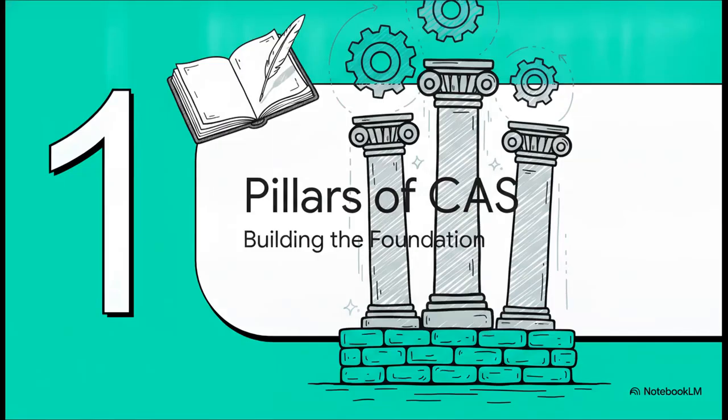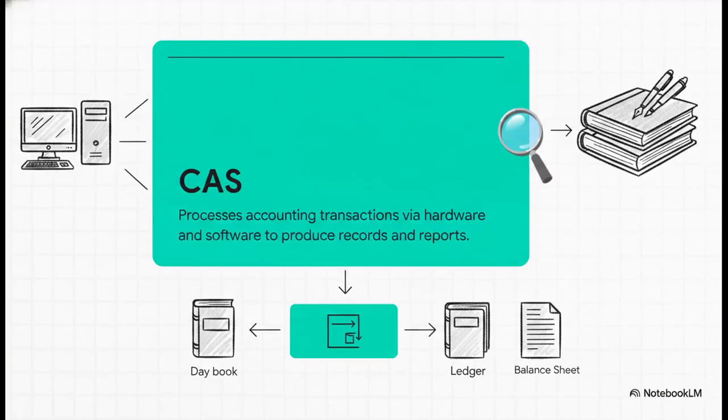All right, first up, Section 1, the pillars of digital accounting, building the foundation. Every system needs a solid base, right? Especially when it's replacing centuries-old manual ledger systems. So the crucial first step is defining exactly what we're looking at here. A computerized accounting system, or CAS, is simply the processing of accounting transactions through hardware and software to produce necessary records and reports.